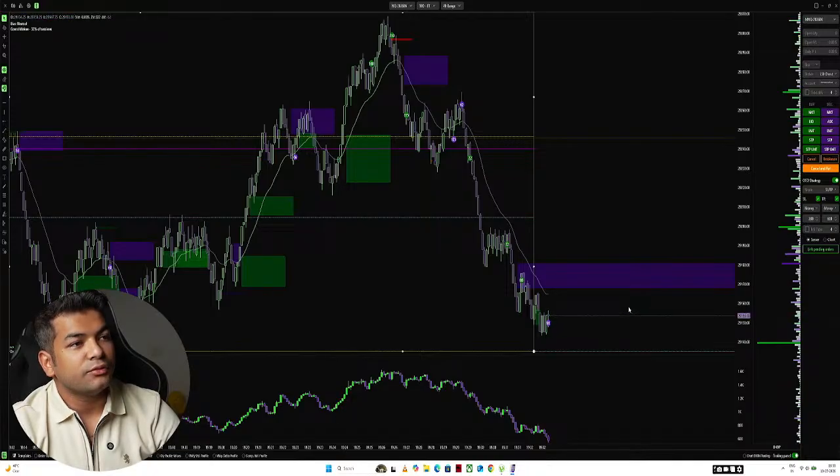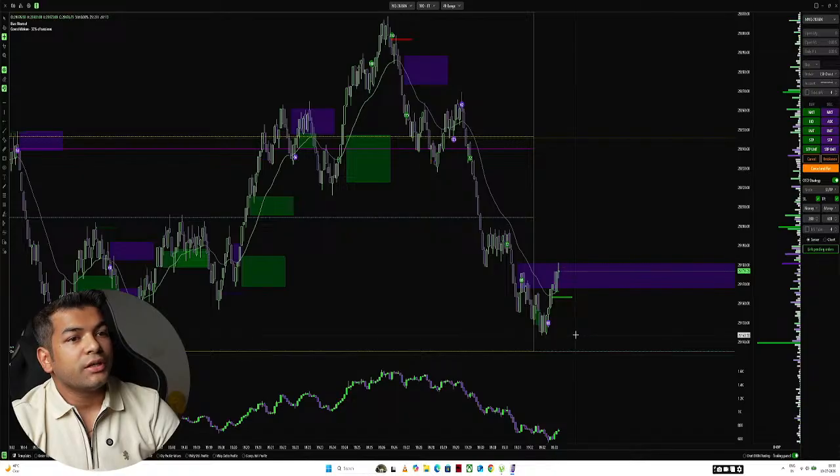Seems like the sellers are in full power mode. Buyers are trying their best to not break the bottom of the market, the low which was created approximately 70 minutes into the market. Sellers are trying to break it, but buyers are protecting that level. As you can see, this is a big delta on the right hand side.